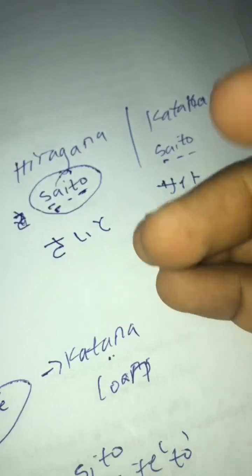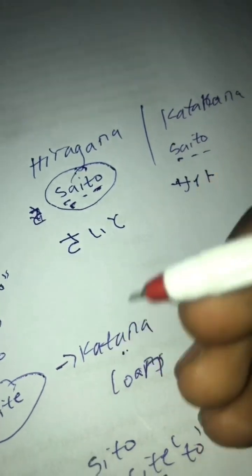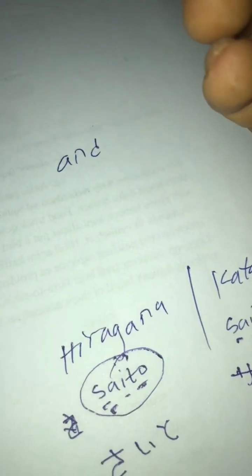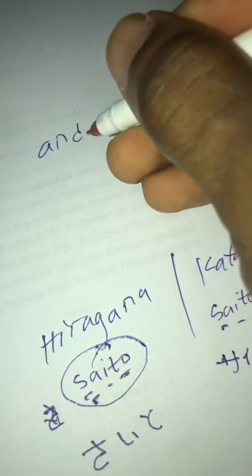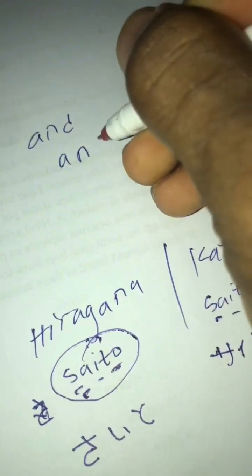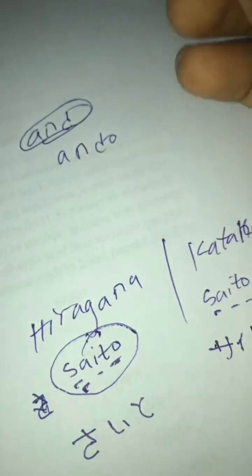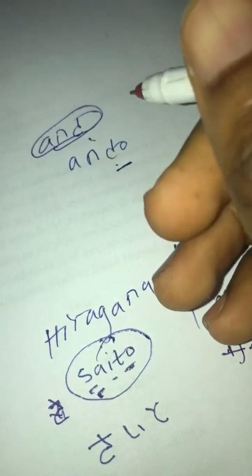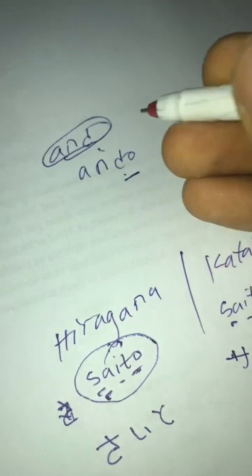Okay, let's look at another word now. If you wanted to pronounce "and," it's going to be pronounced as "ando," not "and," because this "d" is going to end in "do." So you don't say "and," no, it's going to be "ando."